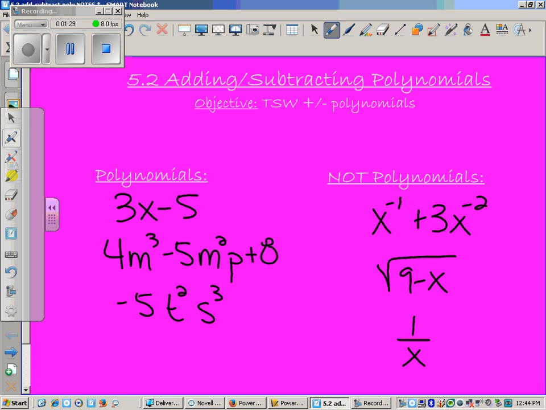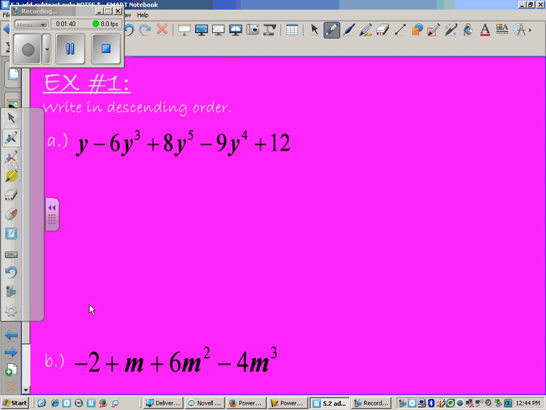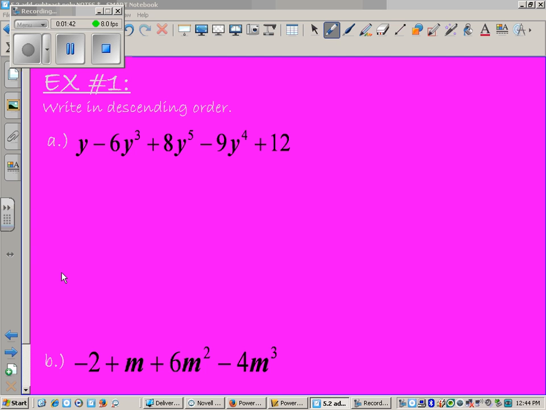polynomials. In this chapter, we're going to be adding and subtracting polynomials. We're going to be multiplying things that are polynomials, and we're going to be dividing things that are polynomials. Okay, so it's important that you know what a polynomial is. What we're going to do now is we're going to write our polynomials in descending order. When I have you give me an answer, your answer should always be in standard form.